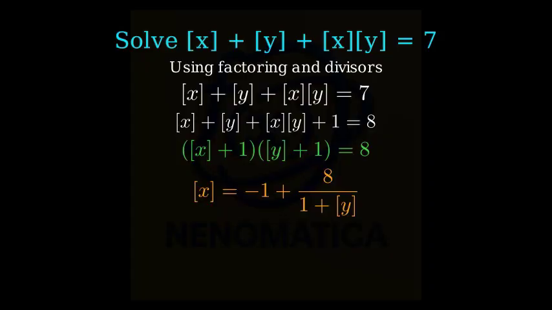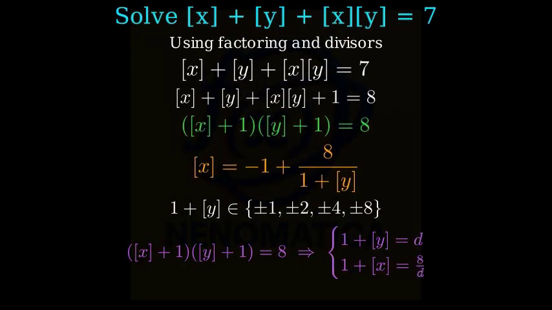Because [x] and [y] are integers, 1 plus [y] must be an integer divisor of 8. The divisors of 8 are plus or minus 1, plus or minus 2, plus or minus 4, and plus or minus 8. For each choice of 1 plus [y] equals d, we get 1 plus [x] equals 8 over d, and therefore the intervals for x and y follow from their floor values. Let us work one full example to see the mechanics clearly.